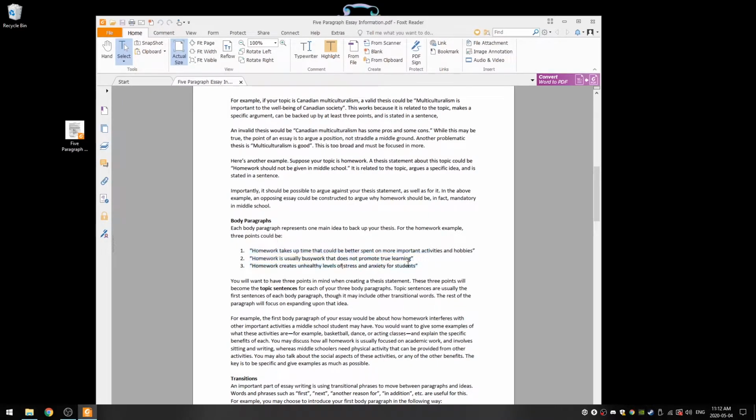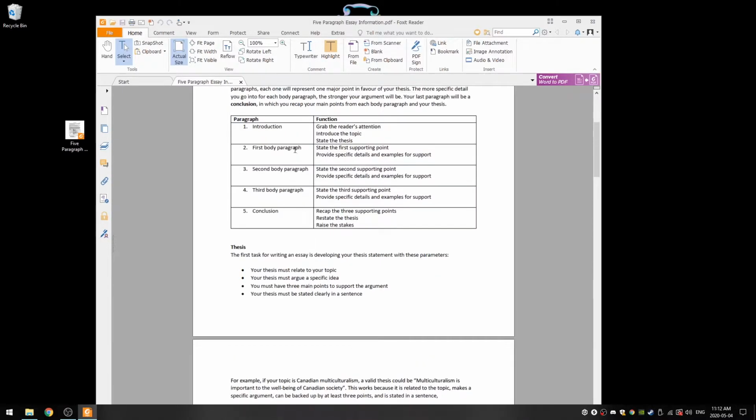So the idea is that each of these 3 points is then expanded upon in one of these 3 body paragraphs here. The first body paragraph, which is actually paragraph 2 overall, will say your first point, and it will give some specific details and examples to support that point. And the other 2 body paragraphs will do the same thing for those other 2 points. So once you've done all that, you've really explained the reasoning for your argument, and the only thing left to do is to write a conclusion.